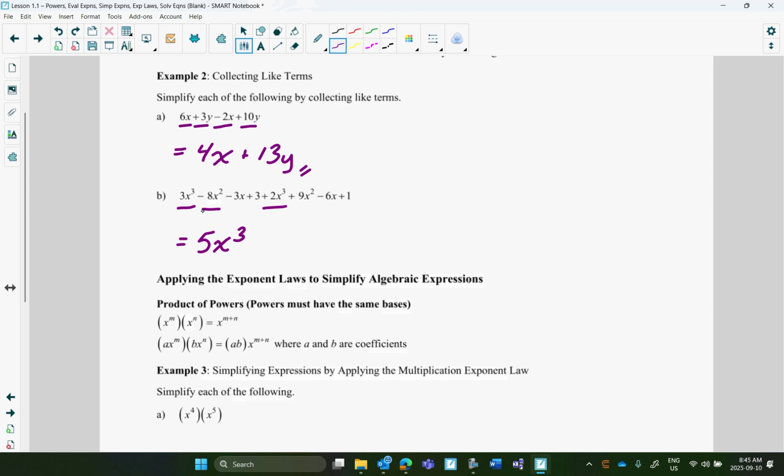I've got a minus 8x squared and a plus 9x squared. 1x squared, or just even x squared. Either one is correct. If you put 1x squared, it's still right. I've got a minus 3x and a minus 6x. Negative 9x, because negative 3 and negative 6 gives us negative. And I've got a plus 3 and a plus 1. 4. And it's plus 4.